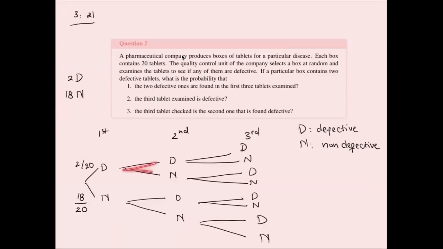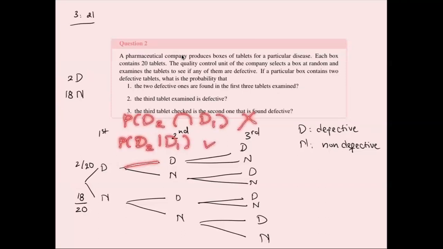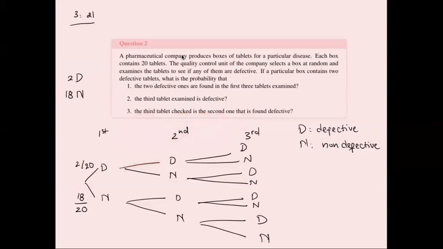And the branch that we are dealing with here means conditional probability. For example, this one, the branch means the probability that the second one is defective, given that the first one is defective. It does not mean the probability that the second one is defective and the first one is defective. This is a wrong interpretation. This is a correct interpretation. So just keep that in mind.